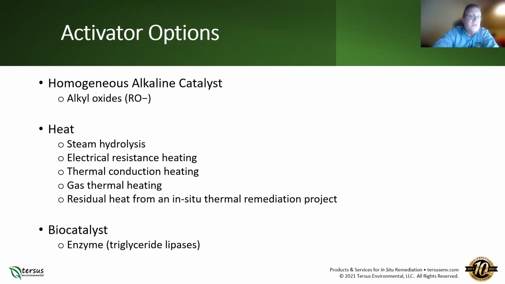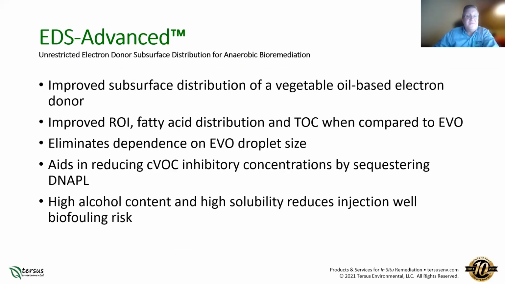We've also been doing some work with enzymes, or more specifically biocatalysts. In summary, what we're trying to achieve is an improved method for the distribution of electron donors to produce fatty acids well beyond 5 meters down gradient, offer greater transport compared to traditional EVO approaches, and optimize the system so that we can create hydrogen well beyond 5 meters down gradient.